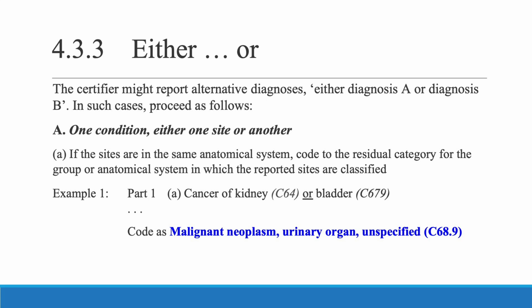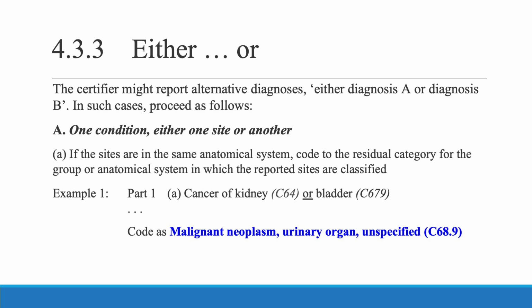And the point is that we will realize the sites, kidney and bladder, are in the same anatomical site for malignant neoplasms. We will not code it as cancer of kidney or cancer of bladder. Neither one will code as per the instruction, malignant neoplasm, urinary organ unspecified, C68.9. So to refresh, one condition, malignant neoplasm, either one site or another, either kidney or bladder.